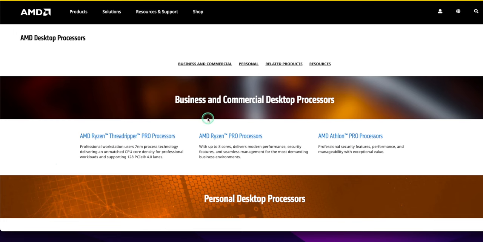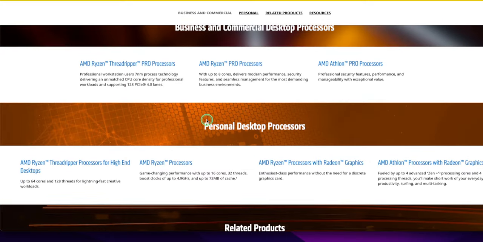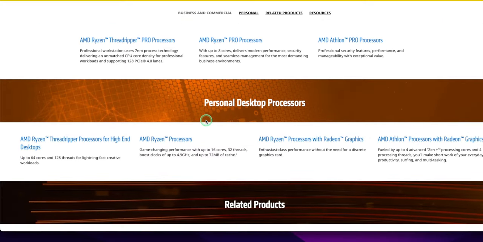All right, we'll skip over the business commercial stuff. They're just branding it to buy for businesses. Here are the personal desktop processors. Ryzen Threadrippers, baby. Those are the beefy puppies. 64 cores, that's 128 threads. Dear Lord. 128 threads for lightning fast creative workloads. My God, you could do a lot of stuff on one of those puppies. I don't even know what the noise is on them. But yeah, that's pretty cool. Those are smackaroos. I think they're multiple thousands of bucks, right? We looked at one earlier.